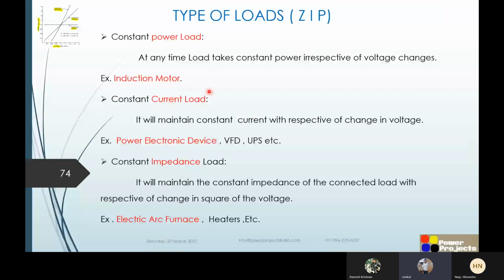And in the constant current load, what are the examples? It is VFD devices, UPS, and power electronic devices like our charger. We used to have a charger for charging the phone, right?